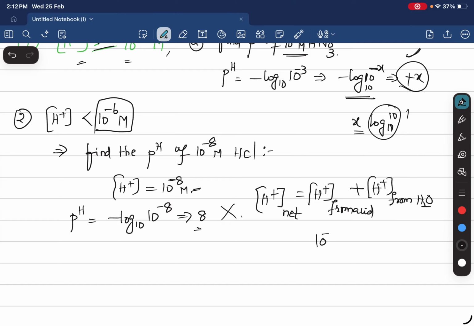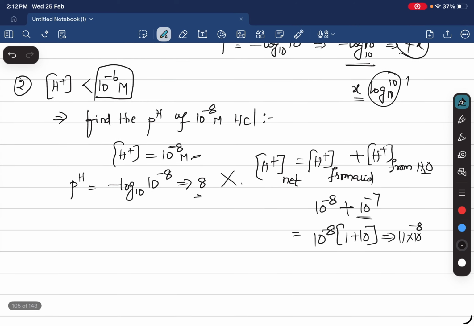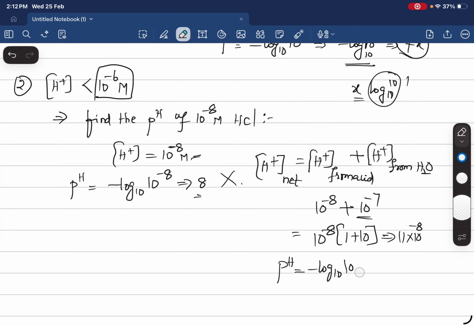So 10 power minus 8 plus 10 power minus 7, which is from water. So H plus is 10 power minus 8, if you take common, 1 plus 10 you can write it, which can be written as 11 into 10 power minus 8. So for this, pH equals to what? Negative log of 11 into 10 power minus 8.